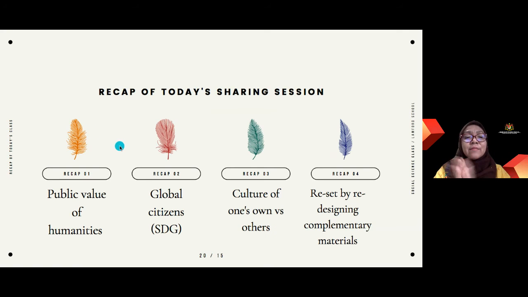Right, so what I've taught today: public value of the humanities, global citizens, remember SDG, culture of one's own versus others, and there must be a reset. We're not going to a preset, going back to the old ways. Reset. This is an opportunity for you to do things in another way. Why are you doing things the old way? We are being regressive instead of being progressive.